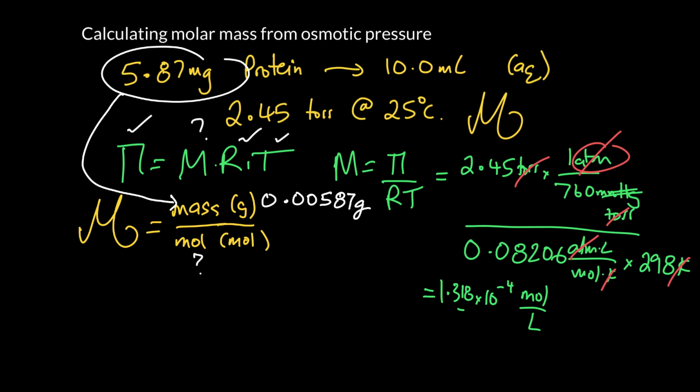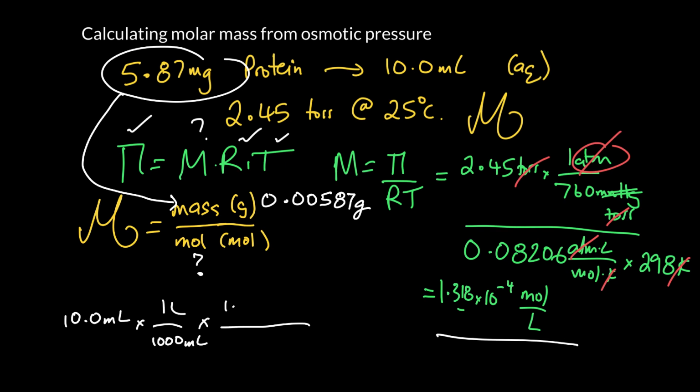So all I need to do now is figure out how many moles I have. Well, I've got the molar concentration. It's the number of moles in a liter, but I have 10 milliliters of my solution. I can convert to liters, I remember there's 1,000 milliliters in a liter. And now my molarity is the number of moles in 1 liter, so 1.318 times 10 to the minus 4 moles in 1 liter. And so my 10 milliliter sample must have 1.318 times 10 to the minus 6 of a mole.